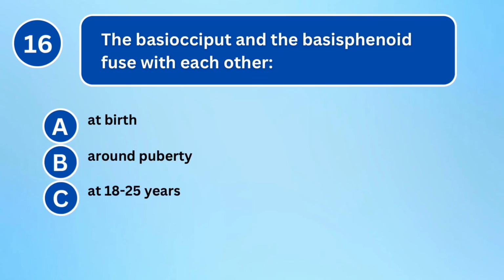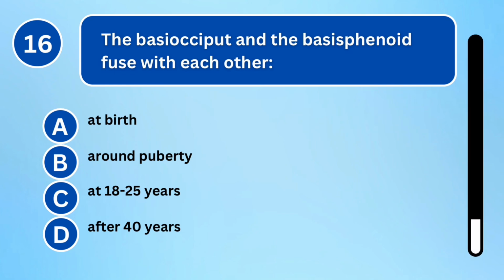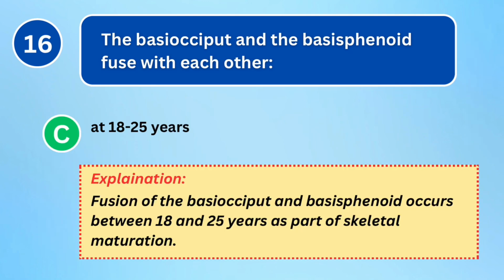The basiocciput and the basisphenoid fuse with each other: A. At birth, B. Around puberty, C. At 18 to 25 years, D. After 40 years. Correct answer is C. At 18 to 25 years.